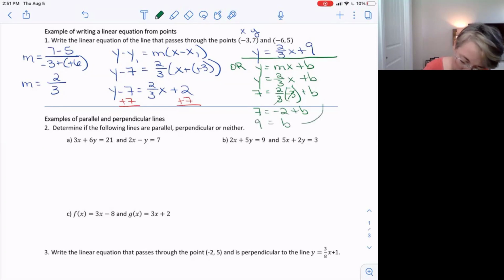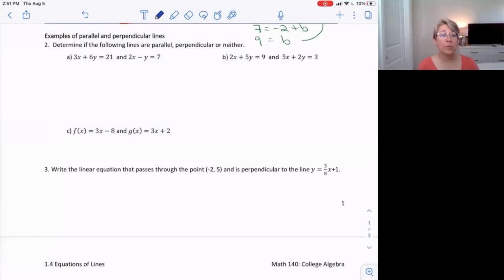And then we can write our equation. y equals our slope times x plus our y-intercept, which is the same thing that we got using the point-slope. So oftentimes the point-slope is easier, but it really just depends.